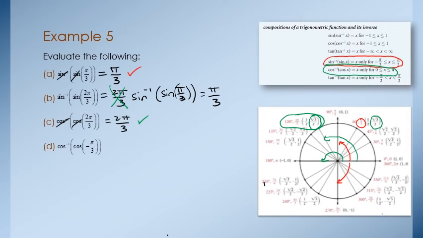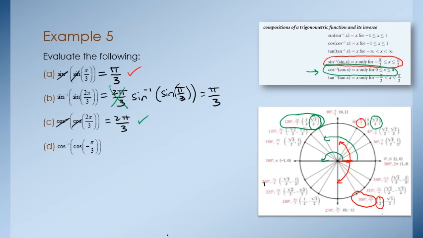How about cosine inverse of the cosine of negative pi over 3? Is negative pi over 3 within that restricted domain? And the answer is no, because what we just saw in green is that the angle has to be between 0 and pi. And where is negative pi over 3? Negative pi over 3 is in the same location as 5 pi over 3. And that location has a cosine that is positive. In fact, it's positive 1/2.